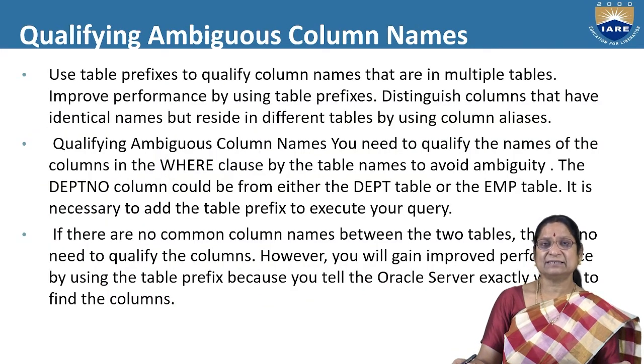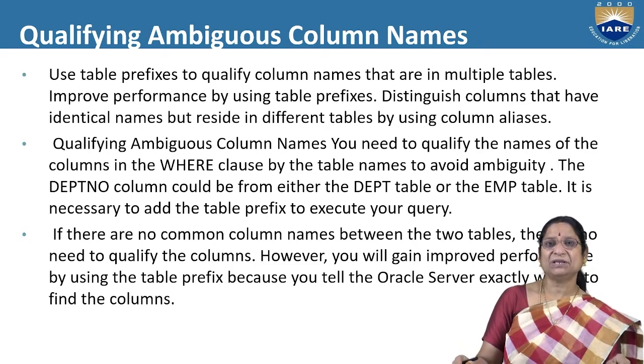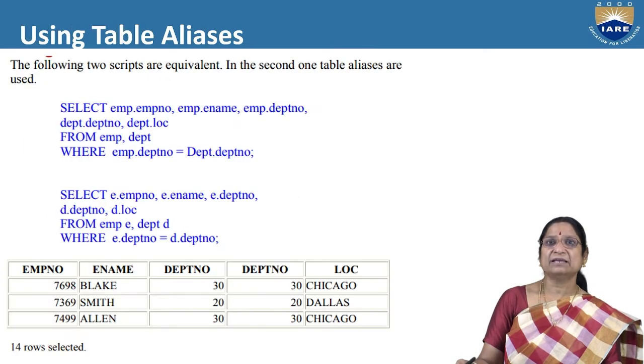That is known as qualifying, qualifier, qualification. It is generally used as a prefix: the attribute name is prefixed by the respective table name as a qualifier. We call it a qualifier to avoid ambiguity where the column names are the same.